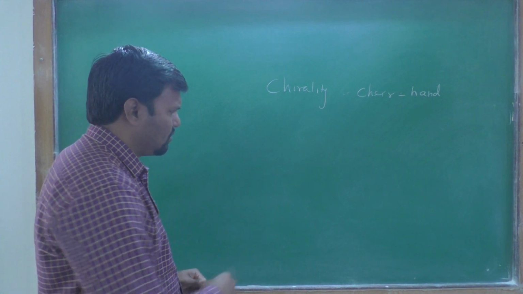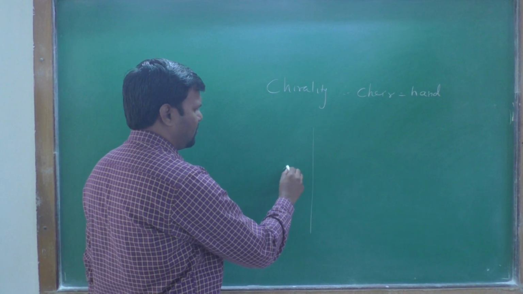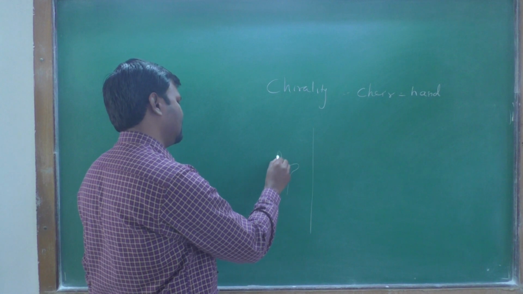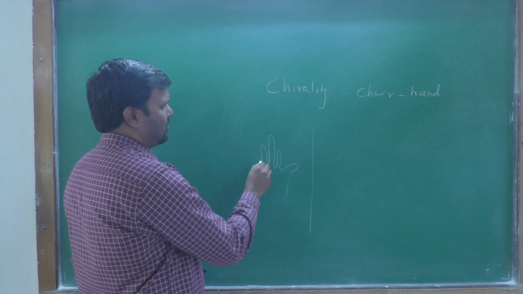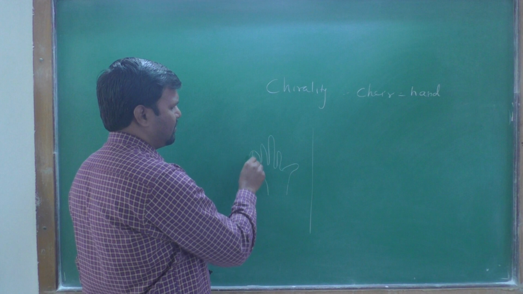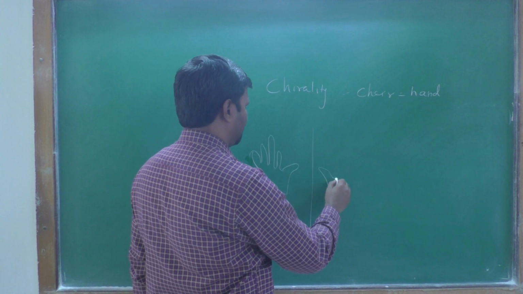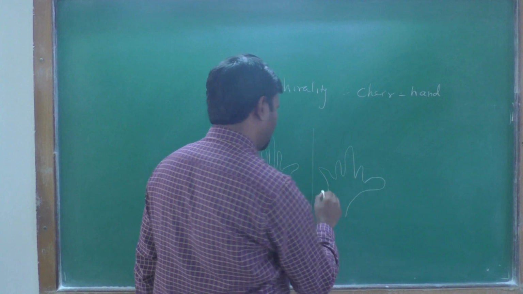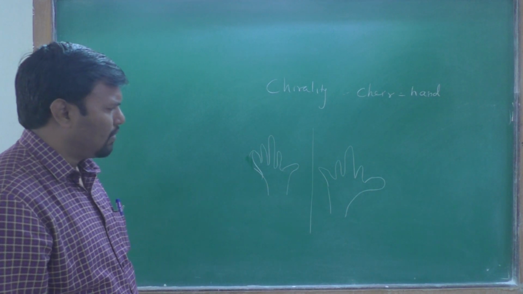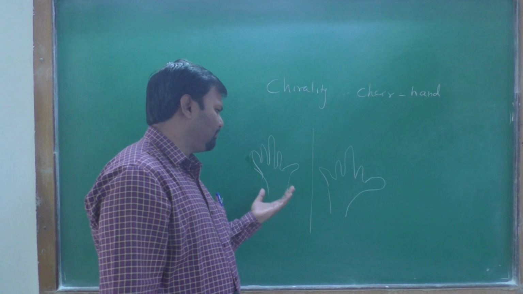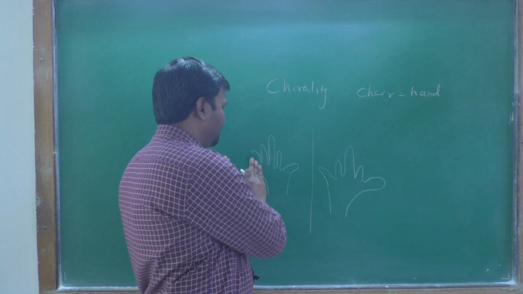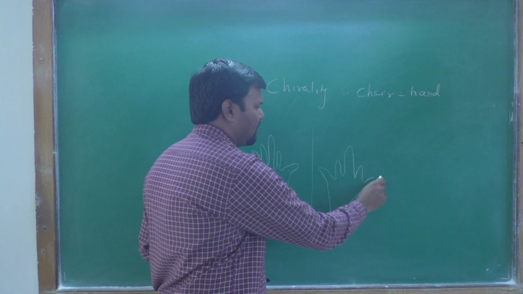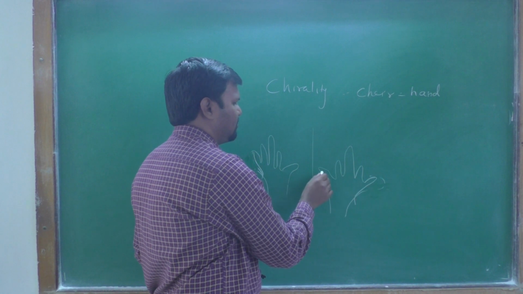Suppose that is our hand, and a second hand, like that. From there you can see here the first hand, and that is the thumb.